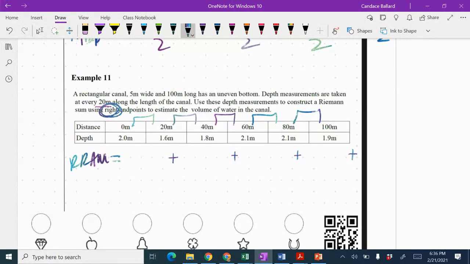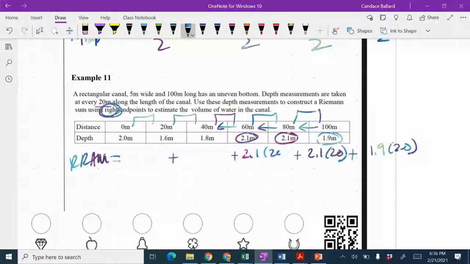Notice my heights are already calculated, and I have to calculate my distances in between. I'm going to start from the right. So I'm only going to use the height 1.9 and the distance in between of 20. Then the next height of 2.1 and the distance in between of 20. The next height of 2.1 again, and the distance in between is 20. Then the height of 1.8 and the distance in between of 20 again. And then the height of 1.6 and the distance in between of 20 again. You'll notice I never use the 2.0 height because we were coming at it from the right.